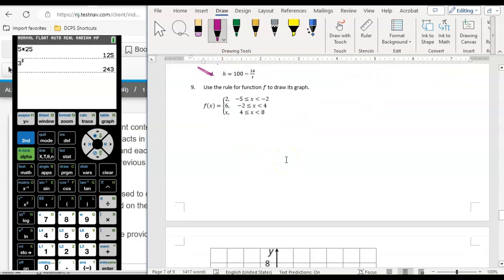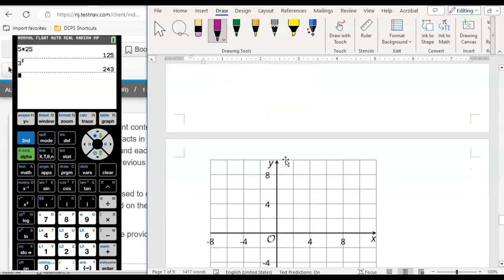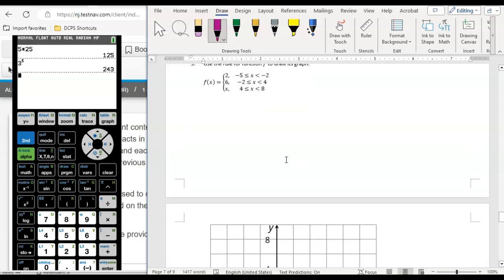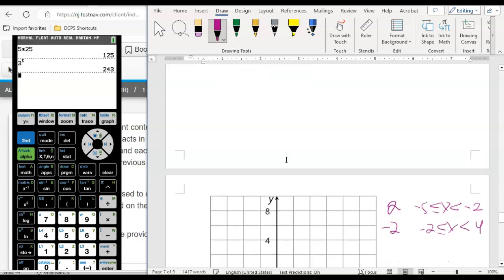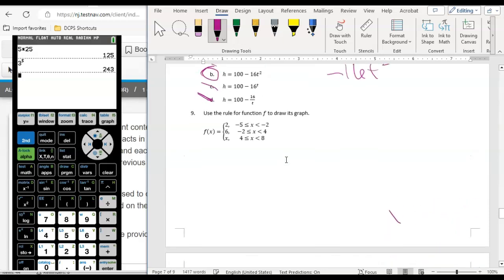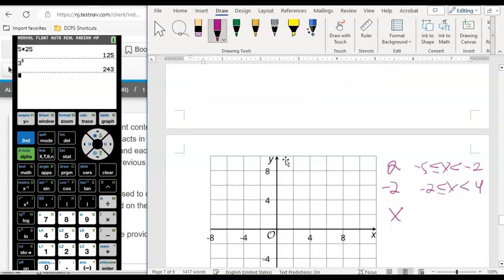Okay. All right. Number 9 is use the rule for function f to draw its graph. This is just practice with your piecewise functions, so this is a review. I'm going to just copy this down here. So 2 when x is less than negative 2 and greater than or equal to negative 5. Negative 2 when x is less than 4, greater than or equal to negative 2, and x between 4 and 8.